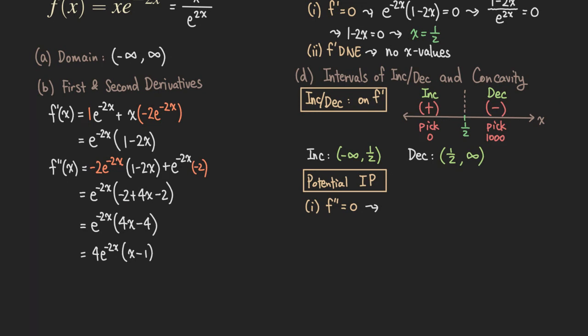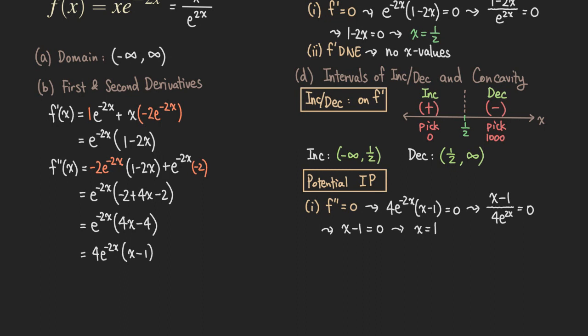So that's really just saying that we have 4e to the negative 2x times x minus 1, and that's equal to 0. And if we write the expression on the left-hand side without the negative exponent, we get x minus 1 over 4e to the 2x, and that's equal to 0. And so what do we get from there? x minus 1 equal to 0, so x is equal to 1.